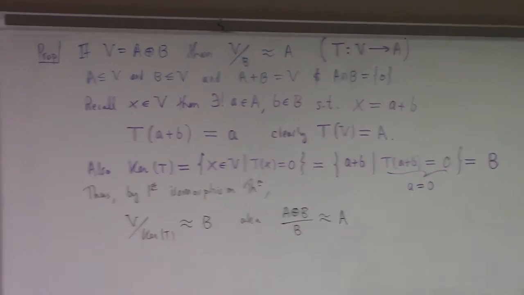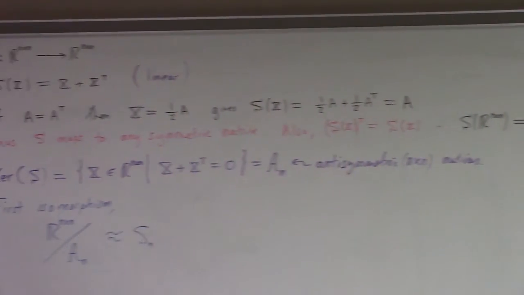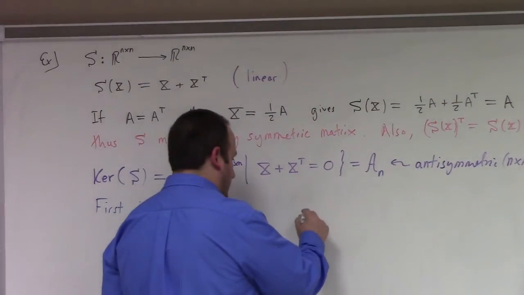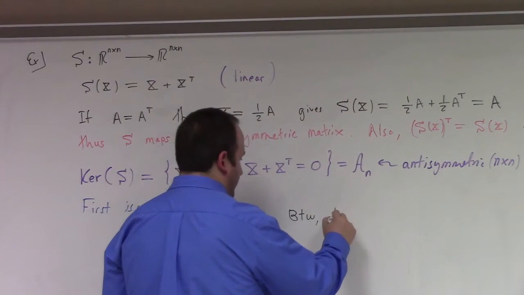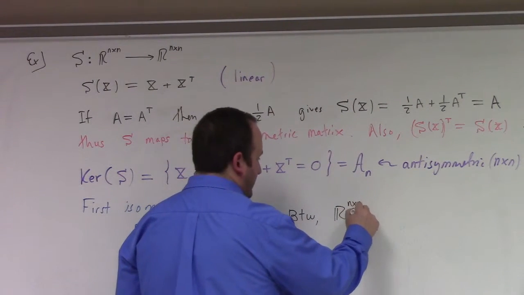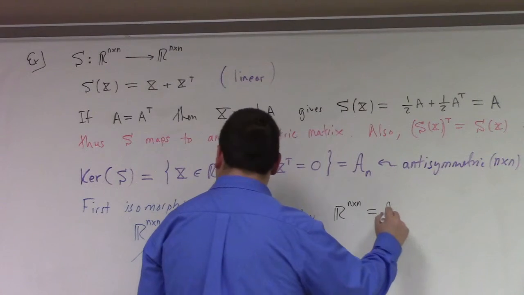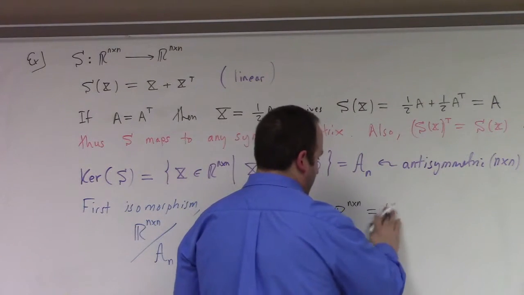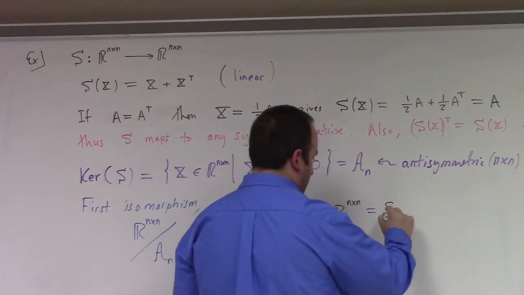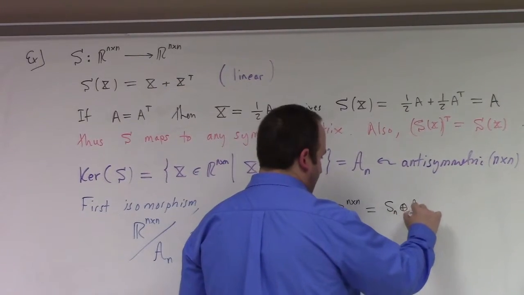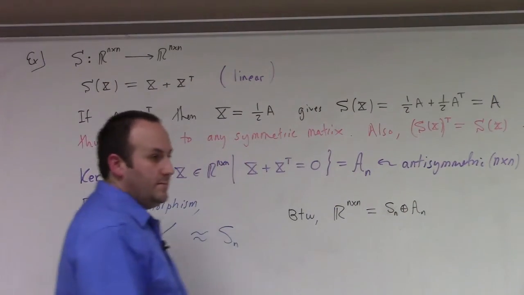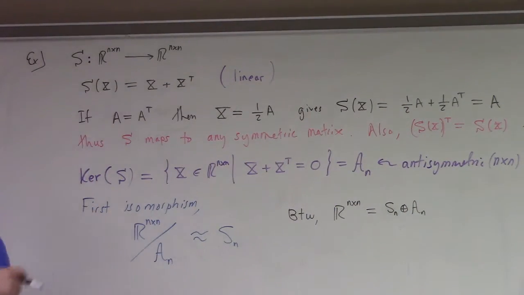I think we have earlier proved, by the way, I believe we have proved before that R n by n is the direct sum of S n and A n, right? So you can see this also as an example of that theorem.